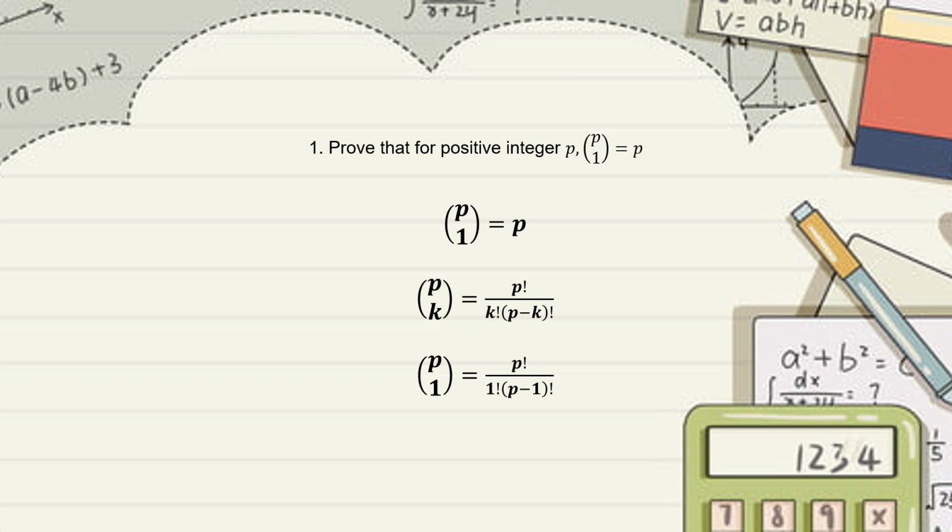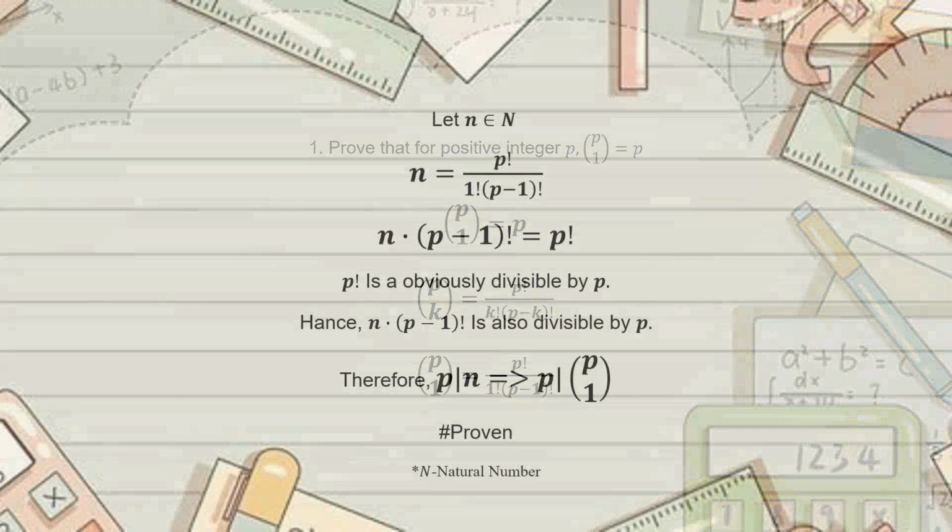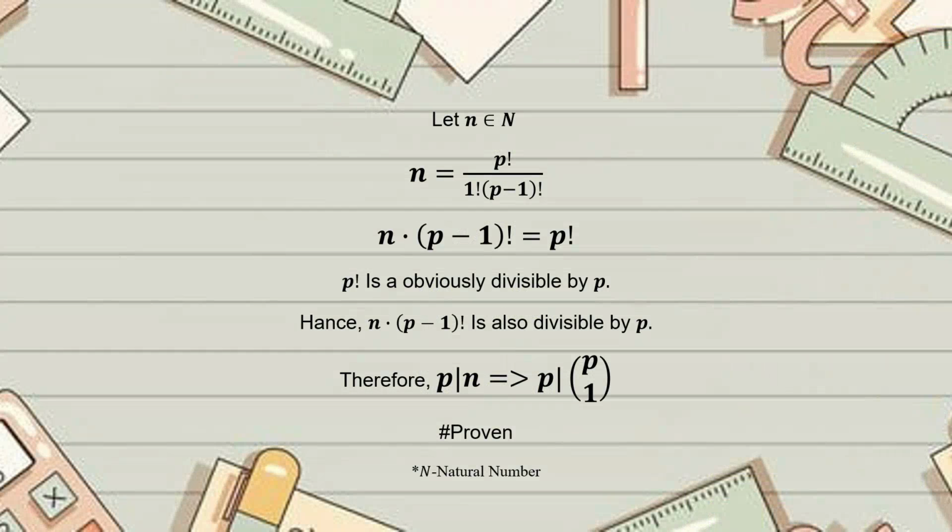Since combination p1 is a positive integer by definition, let's denote it as n. Let n be an element of the natural numbers. Now we get n equals p factorial over 1 factorial times p minus 1 factorial. We move the denominator to the left side. We get n times p minus 1 factorial equals p factorial.